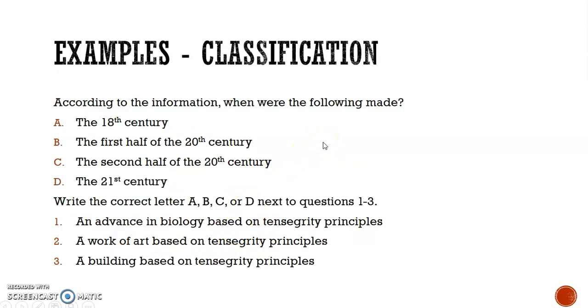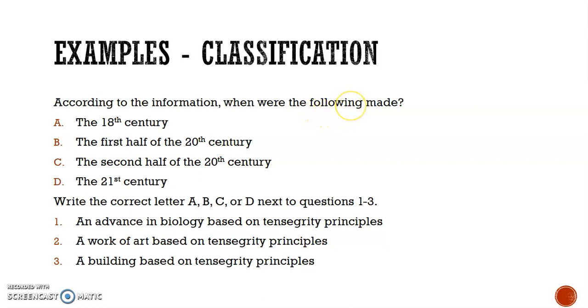So here are some examples of the types of questions. The first one is classification. According to the information, when were the following made? We have A, B, C, D here, and then you have numbers, for example, number 1, number 2, number 3. So you have to classify, okay? For example, number 1 here, perhaps an advance in biology based on category principles. We can write down, for example, C, the second half of the 20th century, or D, the 21st century. So we have to classify it.